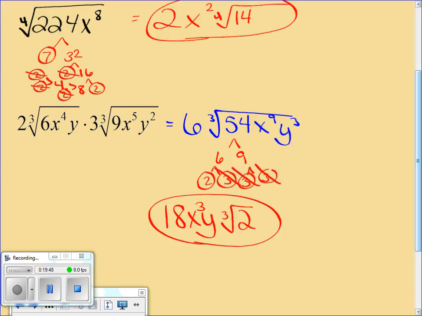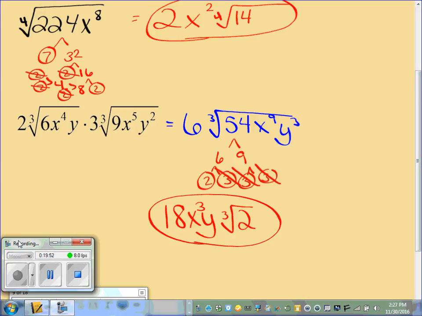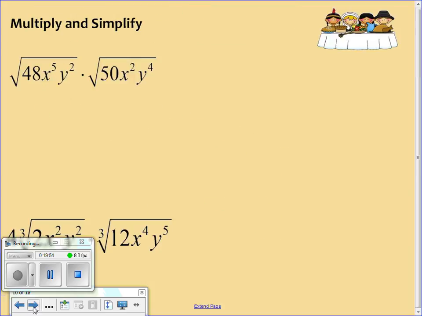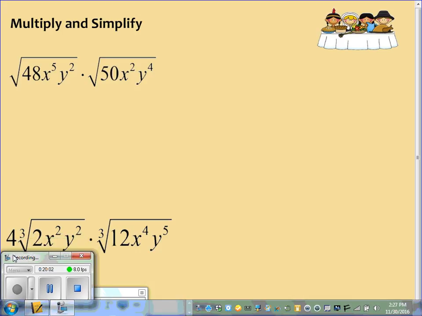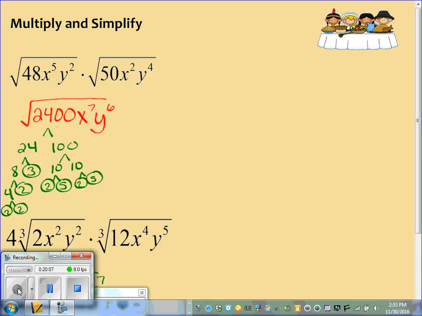How are we doing so far on the multiplying? Not bad. Do we need to do any more examples here? One more? One on your own? Yeah. Actually, why don't you try both of these on your own? All right, let's go ahead and go through them.